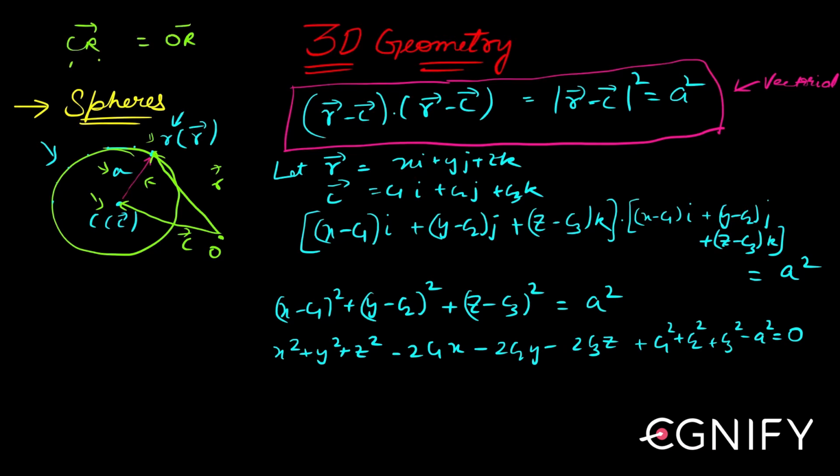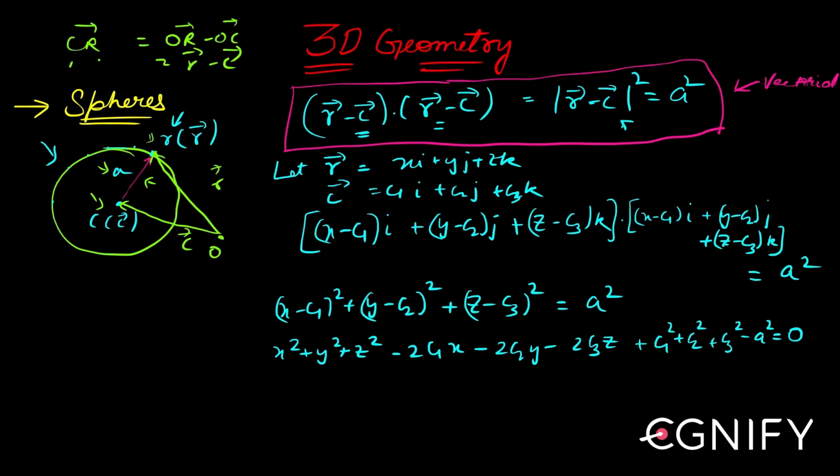So I can write this as OR bar minus OC bar, and that's my R bar minus C bar, right? Now, if I take the dot product of this R bar minus C bar with itself, so A dot A, that's nothing but mod A square, right? If I take a dot product of a vector with itself, I get its magnitude square. That is what I've done here, R bar minus C bar mod square.